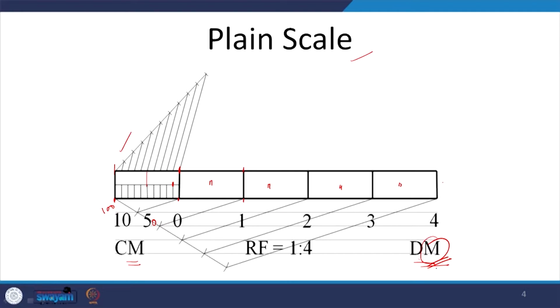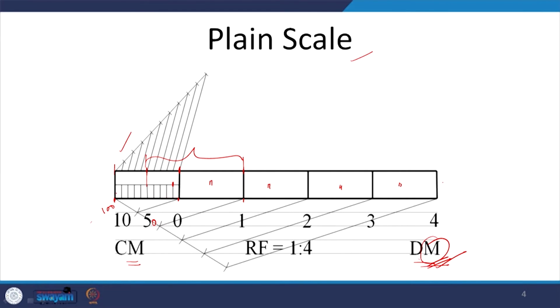The second one is a diagonal scale. Now, in this one, suppose we are considering meters and centimeters here. If I say that we have to measure 1.5 meters, it was easy. We would measure 1 here and 0.5 here, and so this distance would be equal to 1.5 meters.